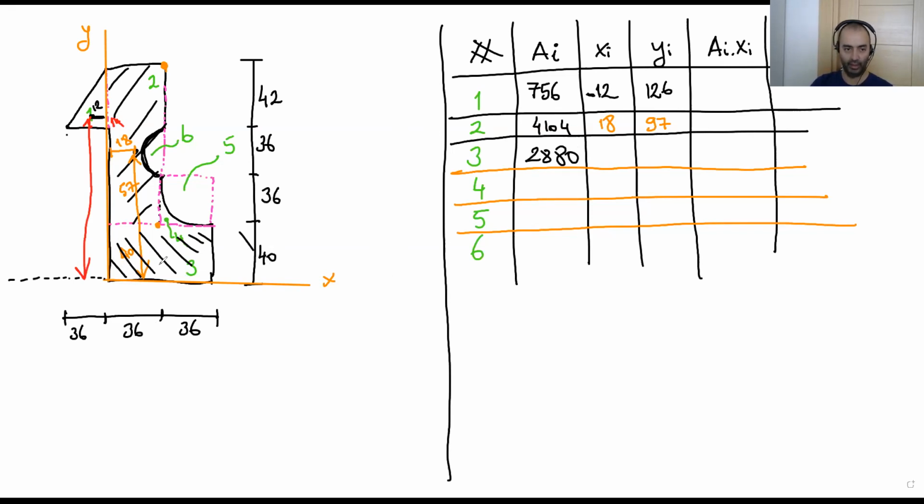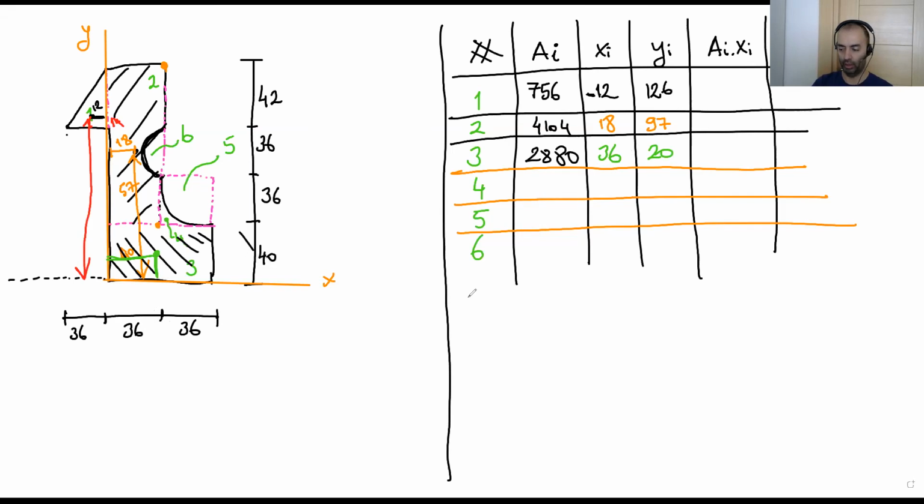Calculate the area. And then xi and yi. Here we go. This is yi, this is xi. Xi is half of this total length, which is 36. And yi is half of this height. The total height is 40, so here is 20. Okay, we've just completed the third one.